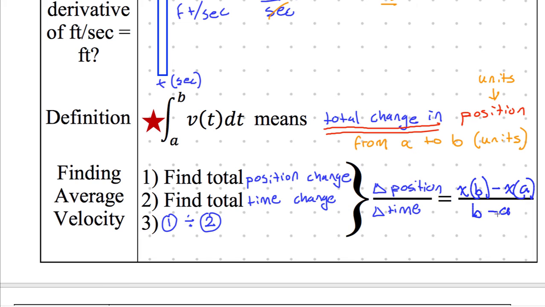And does this formula seem familiar at all? This is the formula for a secant line, which also represents the average slope. This is average velocity, average slope. It all comes together. In this case, we wrapped around and said, okay, you can use the integral to find that top part, the numerator.